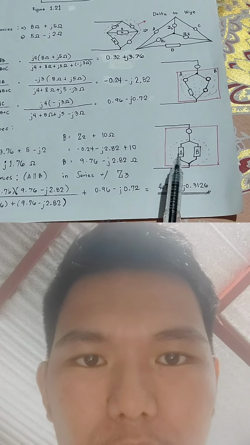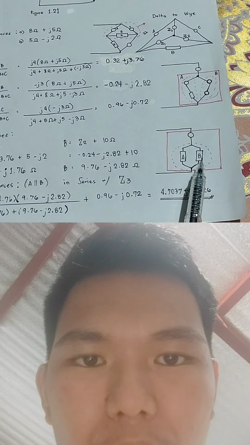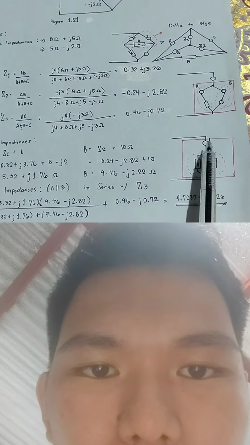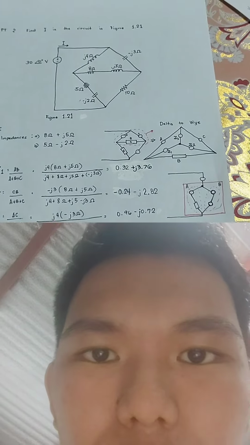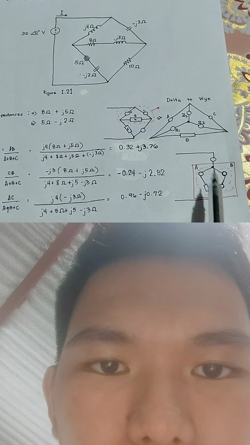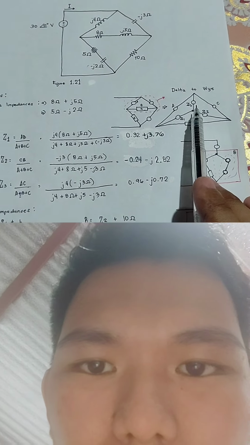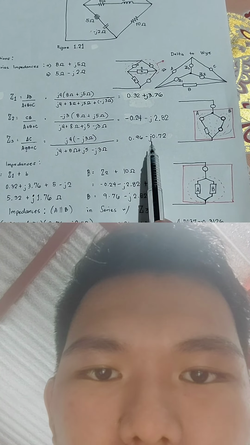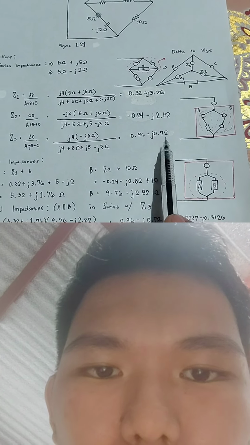Now, this A and B are in parallel. So, the formula for parallel impedances is A times B over A plus B. And it is in series with this component, which is our Z3. Our Z3 is equal to 0.96 minus J0.72.